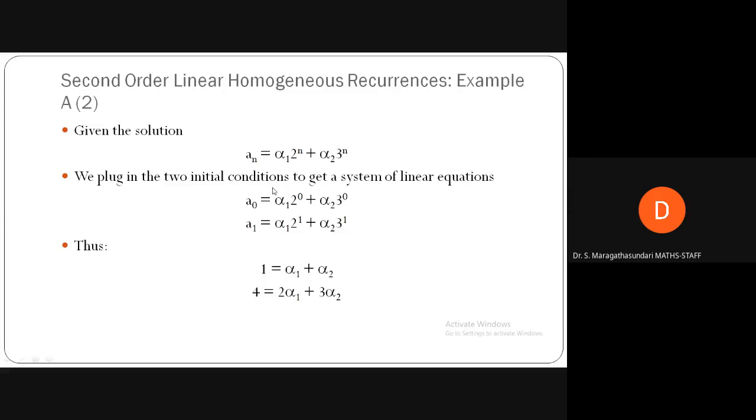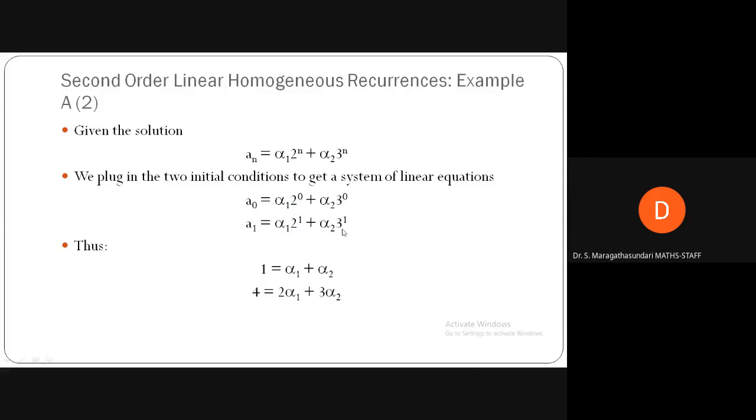We plug in the initial conditions to get a system of linear equations. So a_0 = alpha1 * 2^0 + alpha2 * 3^0. The initial conditions are given for a_0 and a_1. Just by substituting them, that's all. Wherever n is there, we are substituting the value. So a_0 = alpha1 * 2^0 + alpha2 * 3^0.